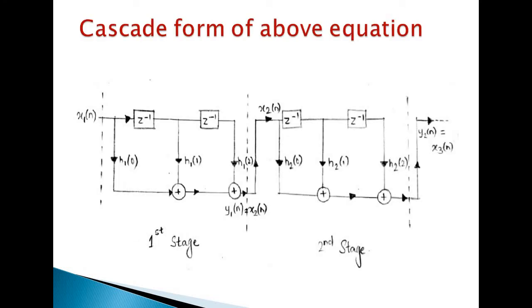See, this is a cascade form. First we will implement h1 of z, then the output of h1 of z is given as input to the second stage, and so on. So cascade means h1 of z into h2 of z into h3 of z and so on. The output of the first stage is the input of the second stage, and so on. That is a cascade form.